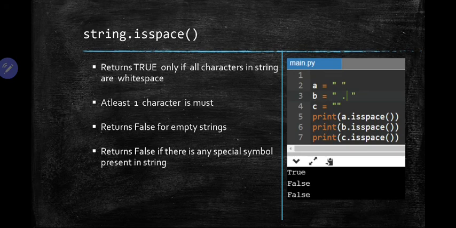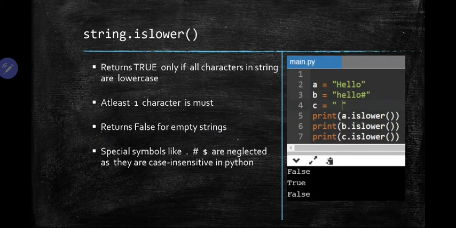Another function is isspace. This function checks if there is only white space present within the string, and for any other character other than space it will return false. It will return true only if all the characters are space or white space. So a equals to space, this is true. In string b we have a dot, so it will return false. And c is an empty string, so it will also return false. So the output is true, false, and false.